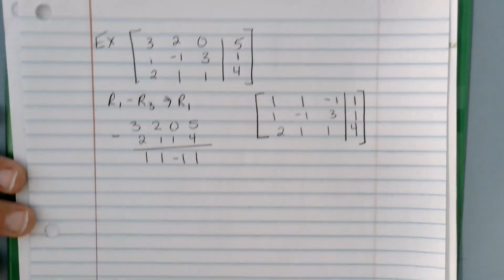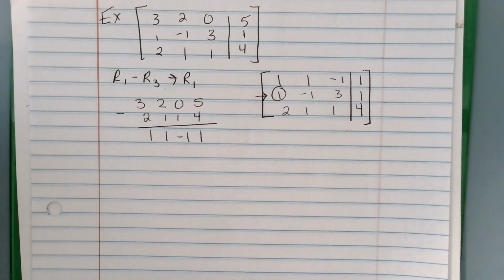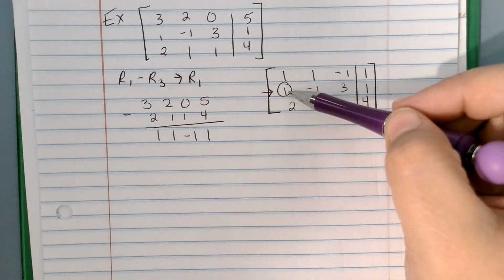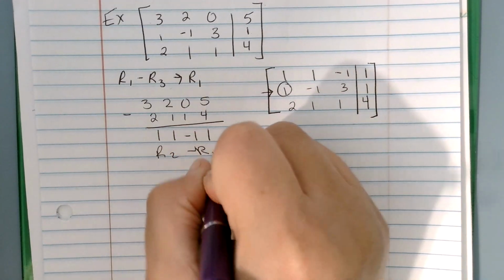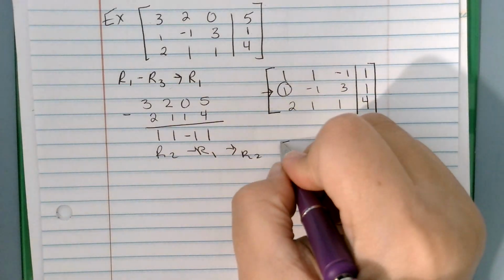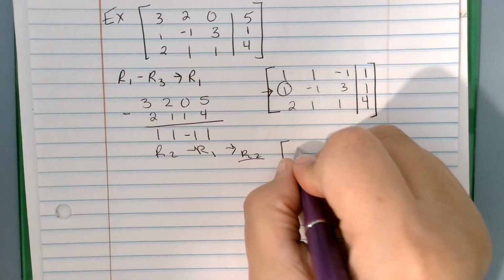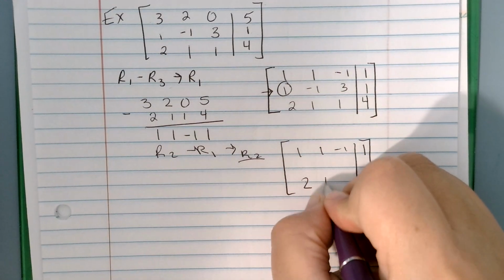Now, what to do? I want this 1 right here to be a 0. So what I'm thinking is row 2 minus row 1, and then replace row 2. I'm going to copy the rest of the matrix down because I'm only changing row 2. So I need this 1, 1, negative 1, 1 to happen at the top, and then the bottom row is still 2, 1, 1, 4.